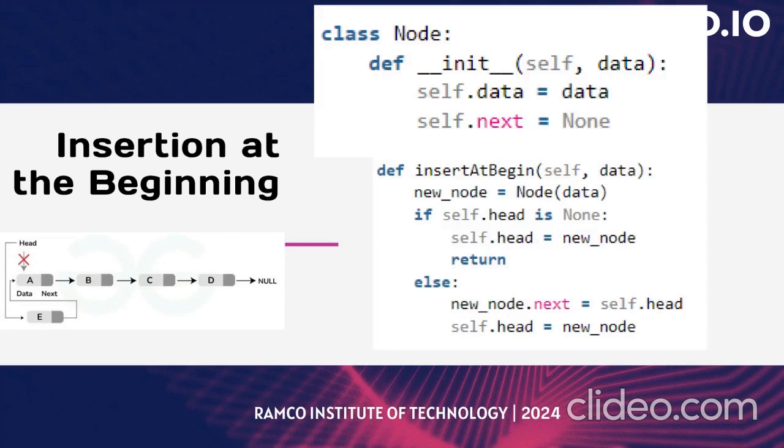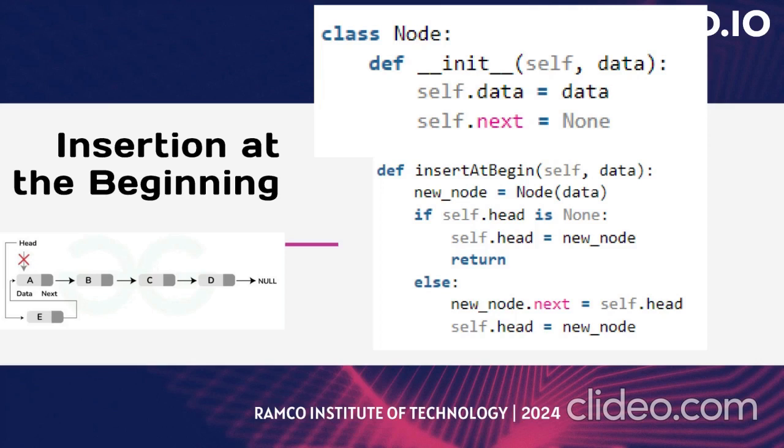This is the code that I have implemented for insertion at the beginning. I have created a class called Node. In that I have defined a constructor method, in which data and next part are initialized. Data will be initialized from the user given value. The next will be initialized as None initially. Then the insert at begin function. For inserting a node in the list, we need data, right? So data is passed as an argument to this function.